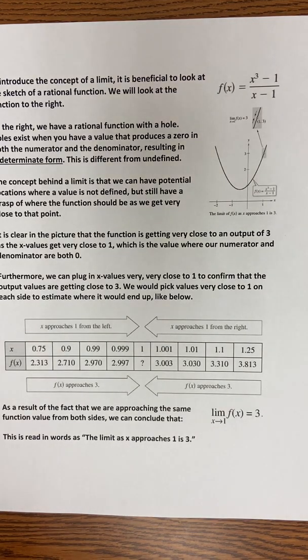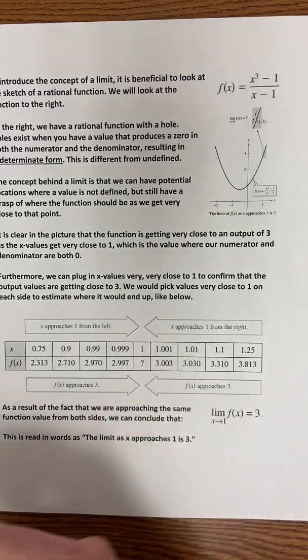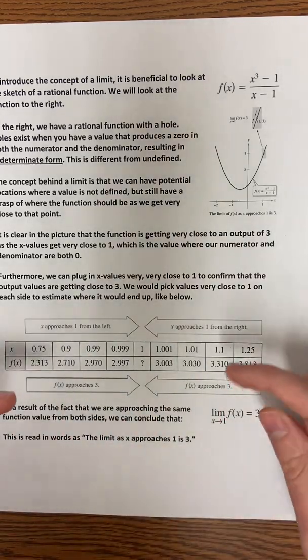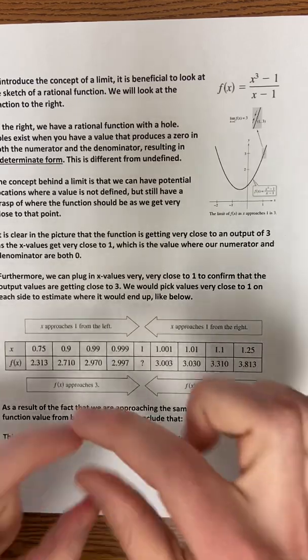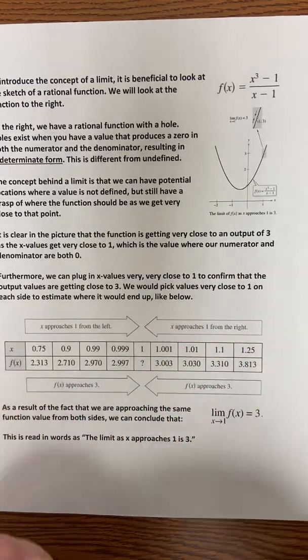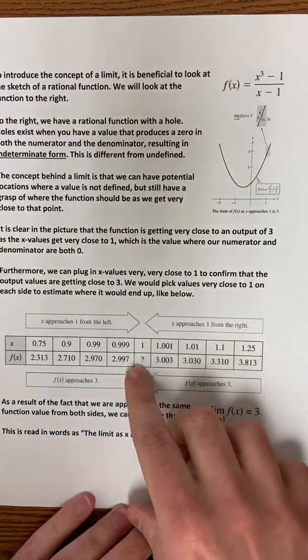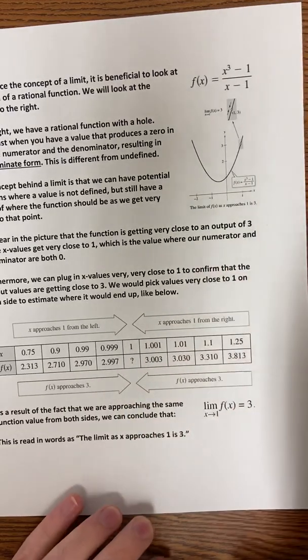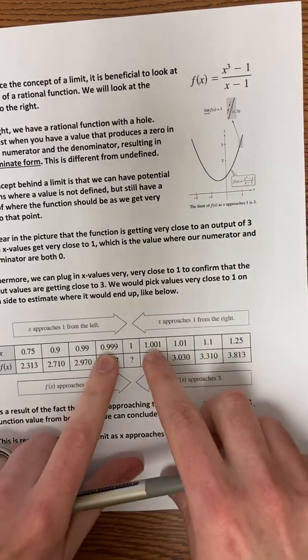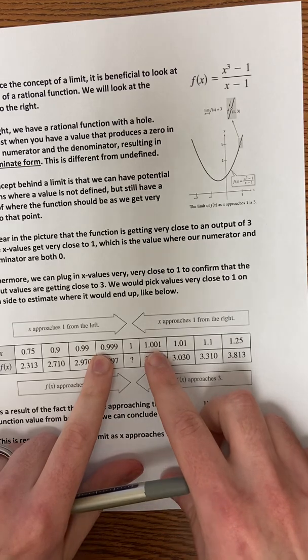Alternatively, instead of using a graph, you can use a table of values and plug in x values that are getting closer and closer to 1. Here's an example of what the table would look like. We don't know what the function's value is at 1. In this case above, it's undefined, but we can plug in values really close to 1, like 1.001.